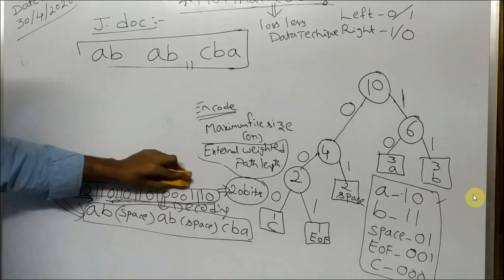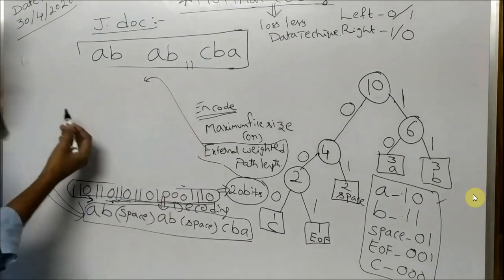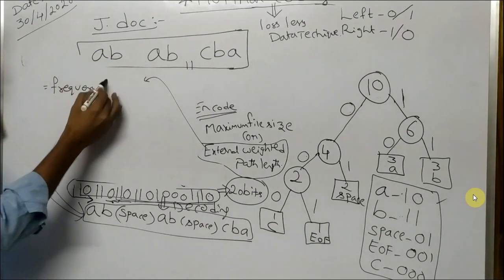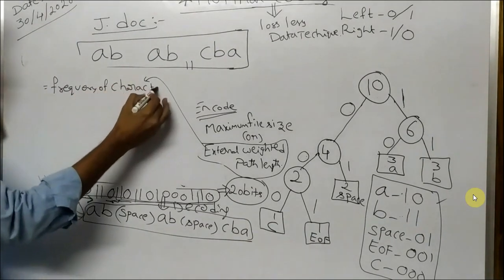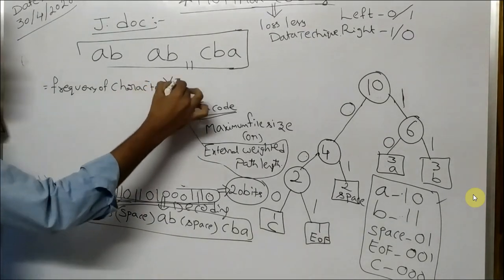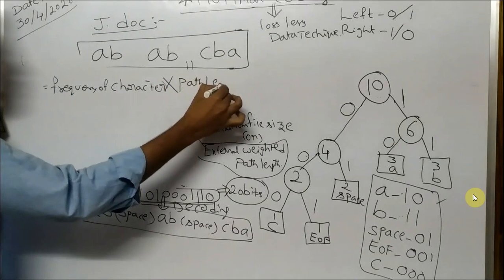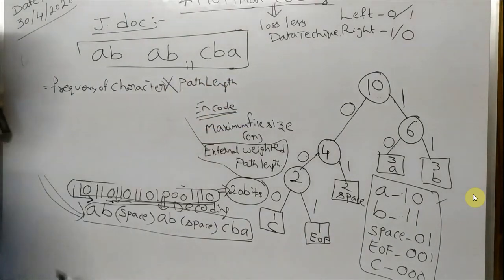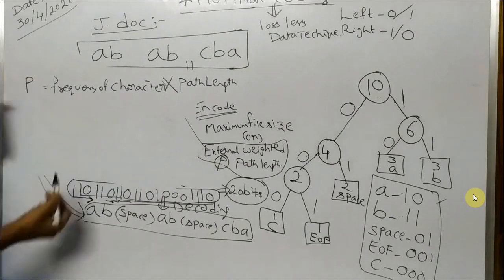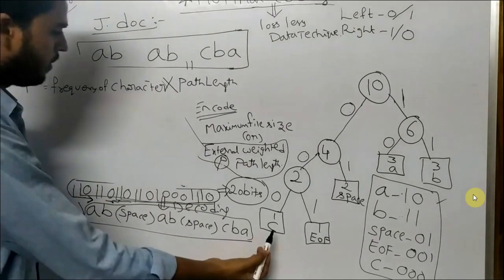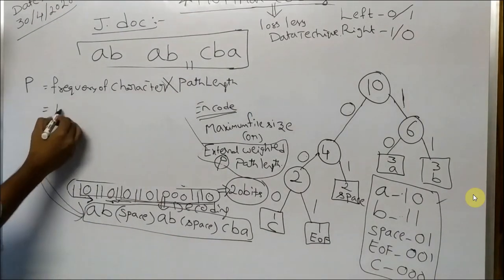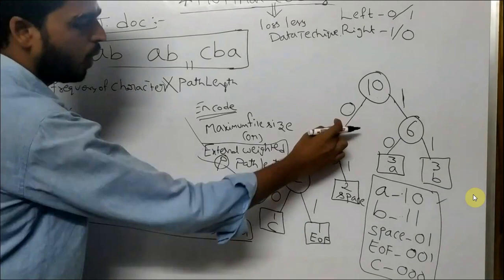External weighted path length means the frequency of a character times the external path length of the corresponding character. So I am defining the external weighted path length as P equal to frequency of character into path length. What is the frequency of character C? That is 1. 1 into the path length of C, which is 1, 2, 3.